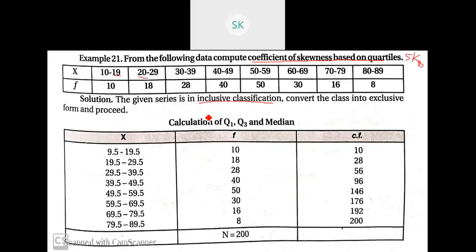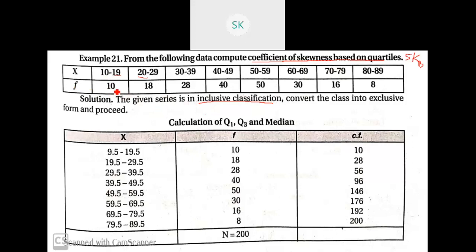We are supposed to find the difference, or the correction factor. This problem, you are supposed to solve completely yourselves. I'm just going to help you with the conversion from inclusive to exclusive form. The calculations will be the same as the previous problem. The first thing you're supposed to do is convert this inclusive into exclusive form. Let's find the correction factor.